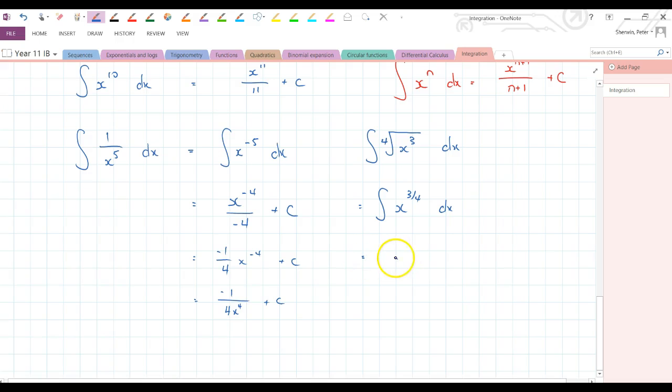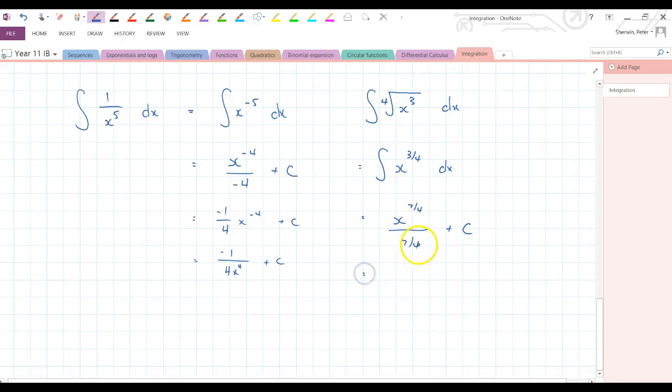Now we're ready to integrate, so let's drop the integral sign, add 1 to the power. 3/4 plus 1 is 7/4. I just added 4/4 to that. I'm going to divide by 7/4. I'm going to add a c on the end. This needs tidying up. I'm going to multiply top and bottom by 4. So I'll get 4x to the power of 7 over 4, over 7, plus c.